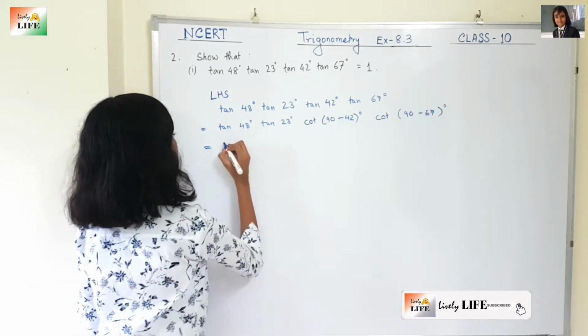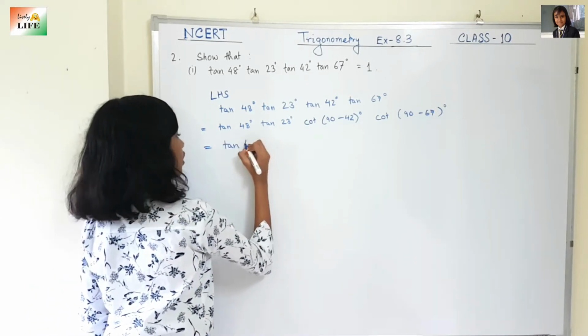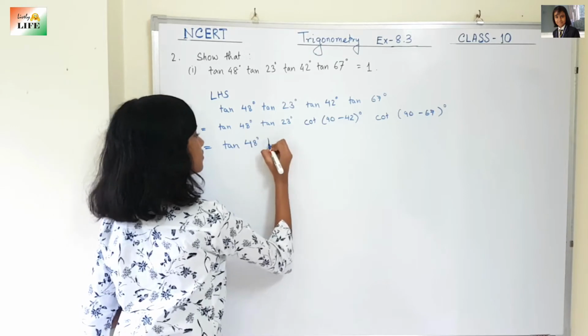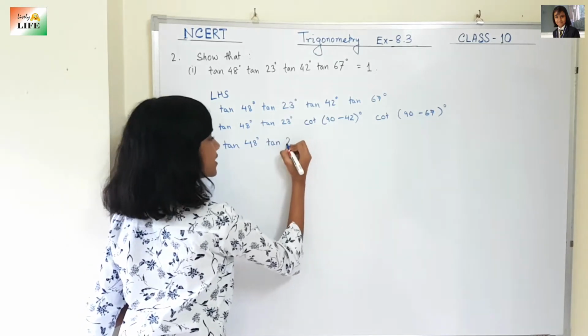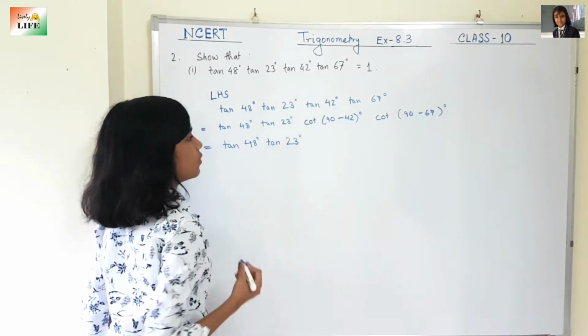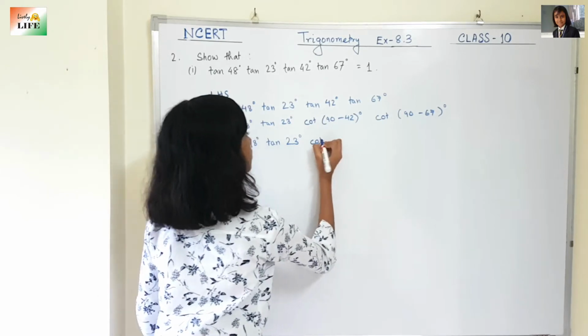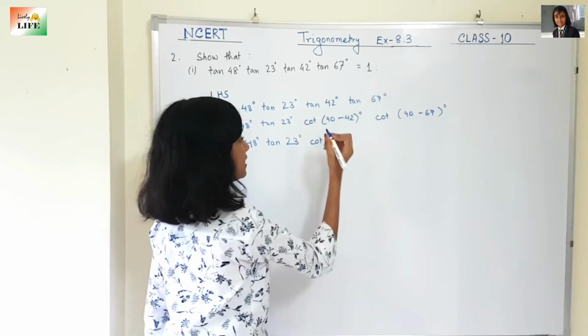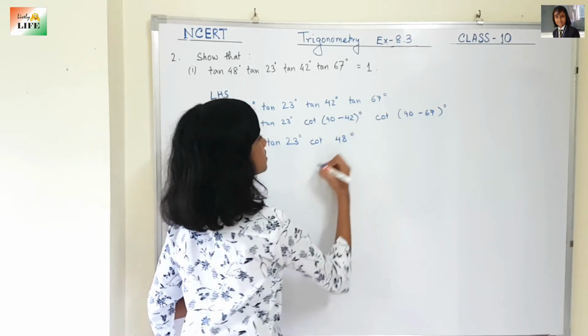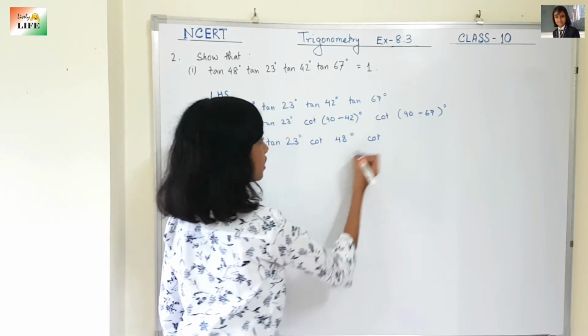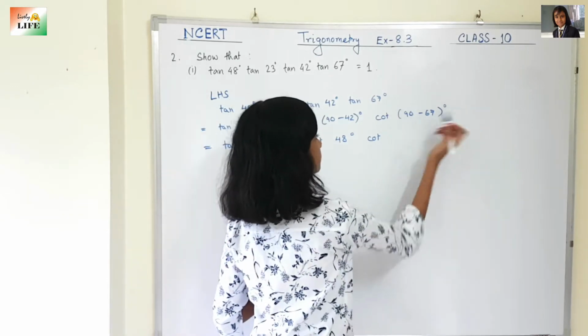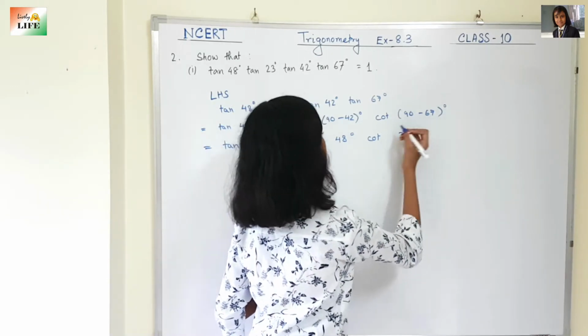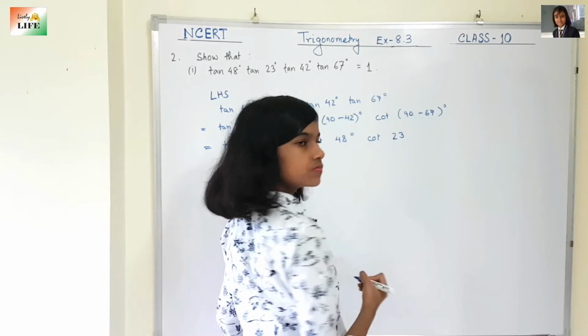Now tan 48, tan 23. What will this be? Cot, what is 90 minus 42? It is 48. And again cot, now 90 minus 67 is 23.